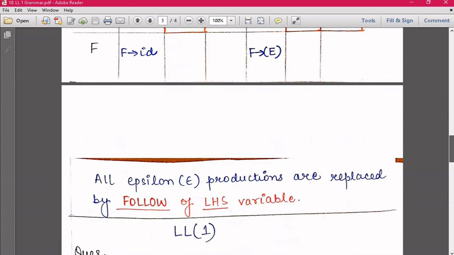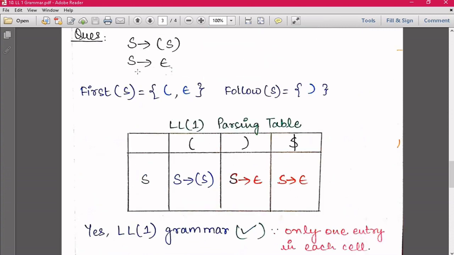One more numerical to see whether the grammar is LL1 or not. So this is the grammar. See here what we are trying to do. This is the given production. So first of S, here it is the starting bracket, here it is epsilon. So this is the first.